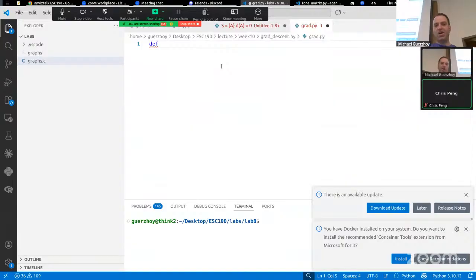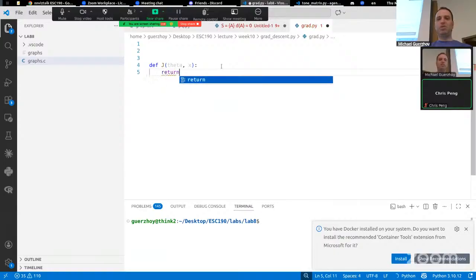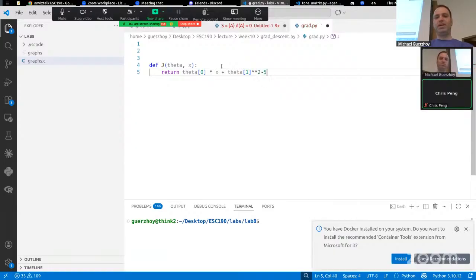All right. So here's the goal. We'll have a function f, or let's call it j, and it's going to take theta as the argument. And we also have an x that's going to be fixed. So we'll just make something up. I'm going to say, for example, return theta 0 times x plus theta 1 squared minus 5. I get to say whatever I want.